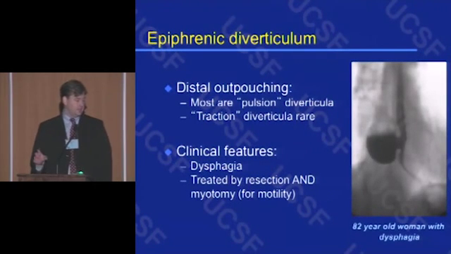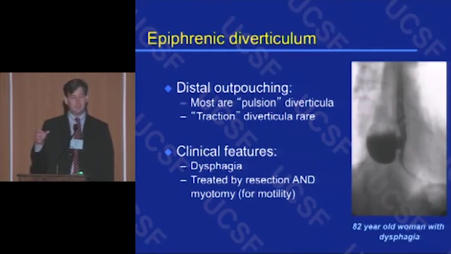Moving down the esophagus, you get down to another diverticulum. This one's the epiphrenic diverticulum. This is due to dysmotility and pulsion. It's the classic pulsion diverticulum seen just superior to the GE junction.